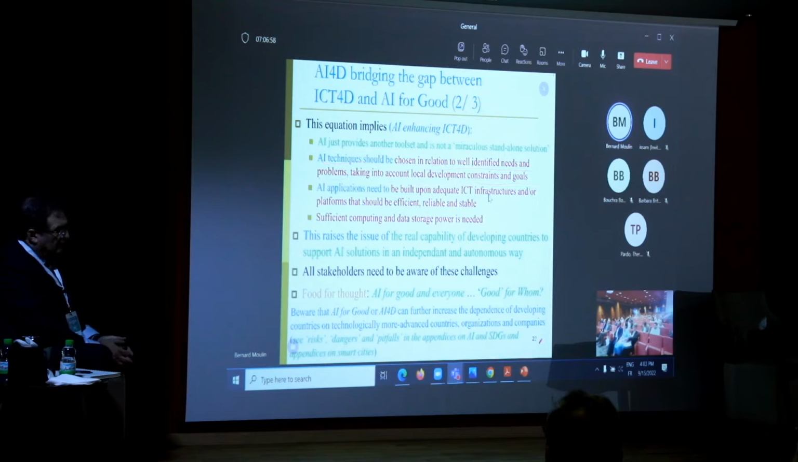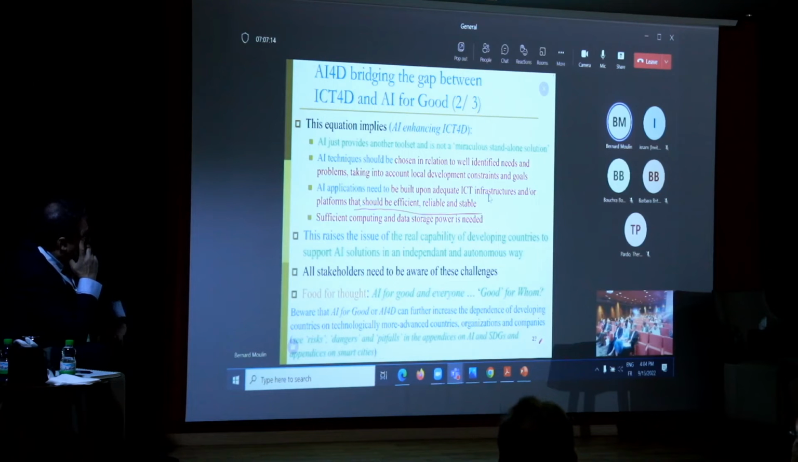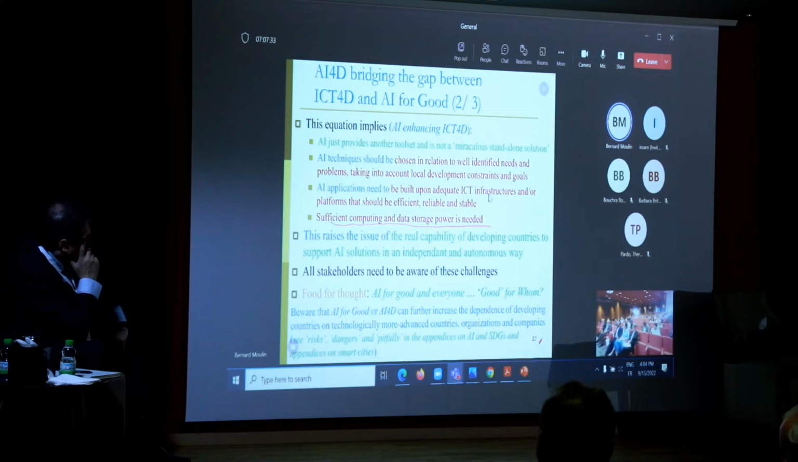That's very important. And what I say here is not just for developing countries. I think that's very general. AI techniques need to be built upon adequate ICT infrastructures and/or platforms, and that should be efficient, reliable, and stable. I'm in contact with people in different countries in Africa, and this is not the case everywhere. Maybe you are lucky in Morocco, but it's not the case in most developing countries. And sufficient computing and data storage power is needed, which is also a problem.